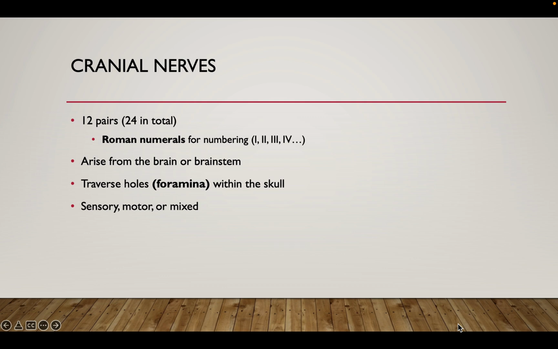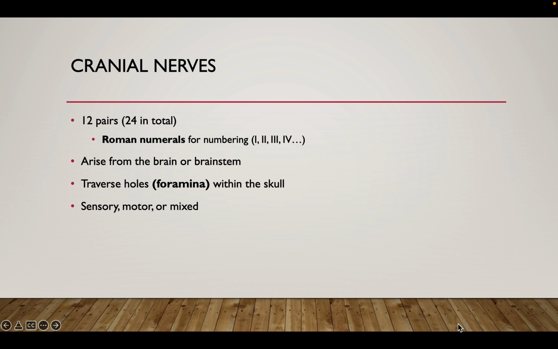I'm sorry, I think I misspoke a second ago. Our sensory fibers are afferent, like I said, but they're going to the central nervous system. They're arriving at the central nervous system. Our motor fibers are efferent. They are leaving or exiting the central nervous system to go out to some tissue. And then mixed nerves contain both sensory and motor fibers.